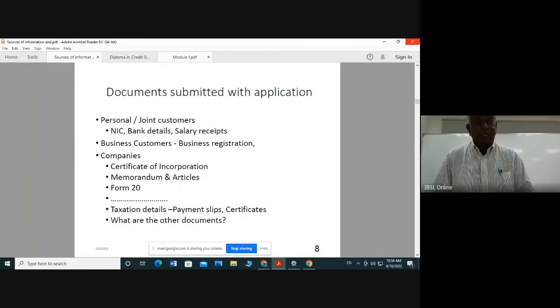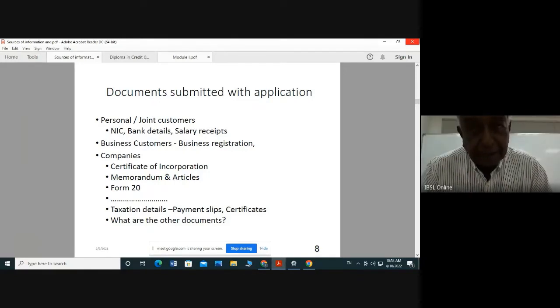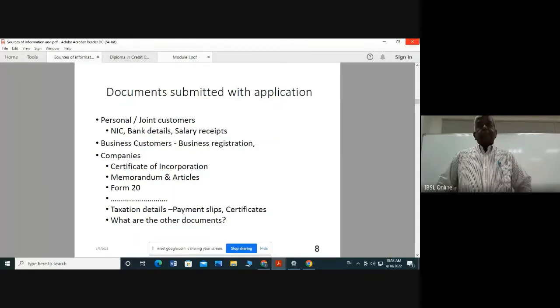Insolvency? Sorry? Resolution. It is resolution. Company resolution, signed by directors and certified by the secretaries. The company has decided to borrow this much amount from this bank, this branch, for this purpose. So resolution, the company's resolution. It's an important document you have to give.